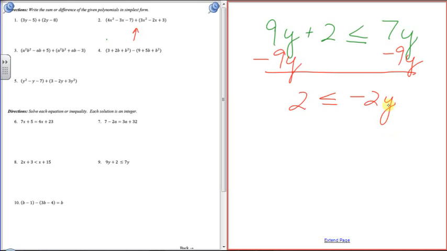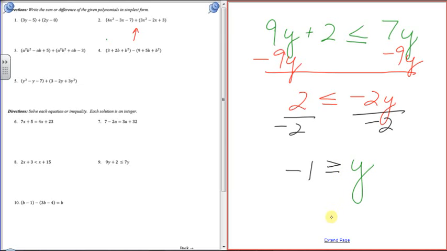Now I'm going to see what's happening to the y. It's being multiplied by negative 2, so I'll undo that with division by negative 2. And you want to remember, anytime you divide by a negative, or if you multiply by a negative, you'll have to flip that sign over. So let's finish the problem up. 2 over negative 2 is negative 1. I'm going to flip that sign over because I divided by that negative 2, and this will give me a y on the side, and that's a perfectly acceptable answer.